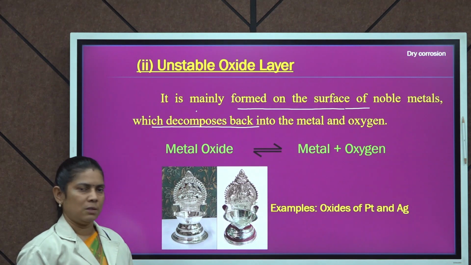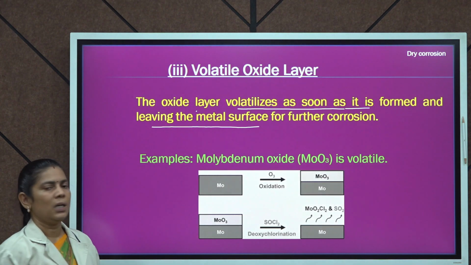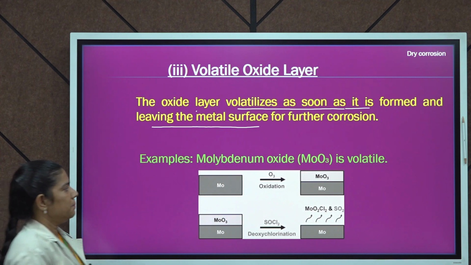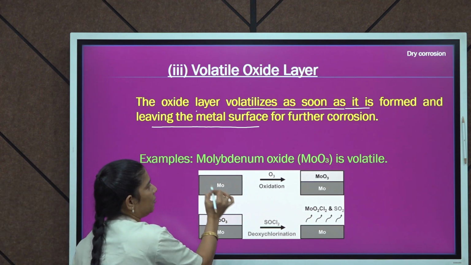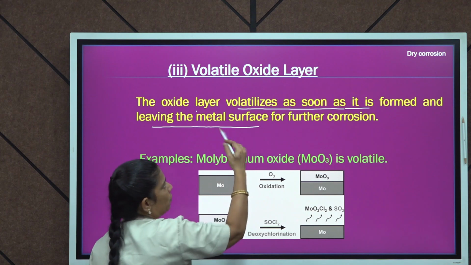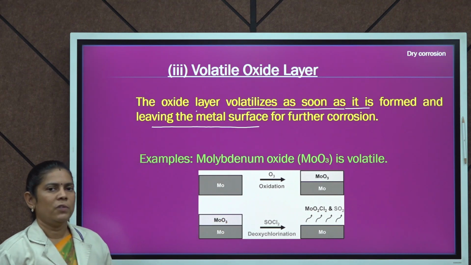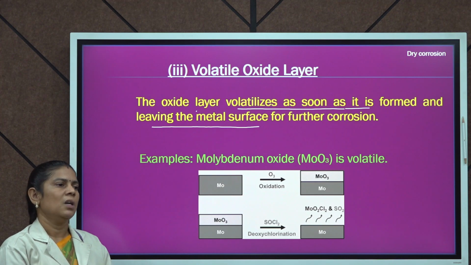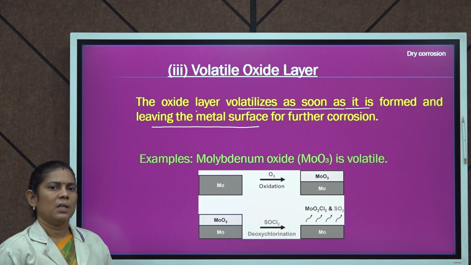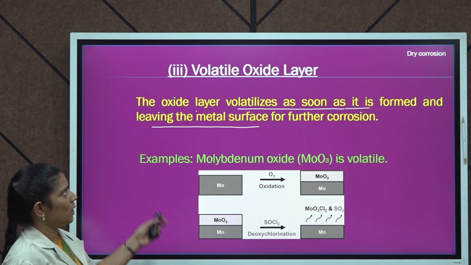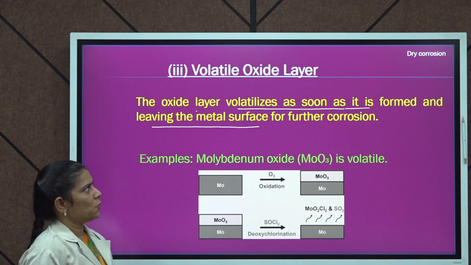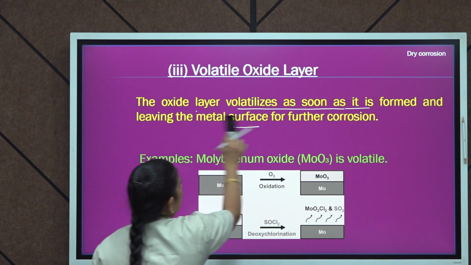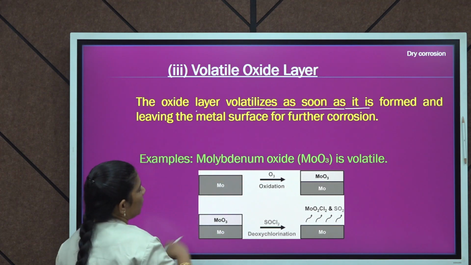Now move on to the third layer, the volatile oxide layer. Volatile means it is volatilized. For example, we have liquids like alcohols; when exposed to ordinary temperature, the gases get volatilized. We call it volatilized as soon as it's formed, leaving the metal surface. Now look at the picture.